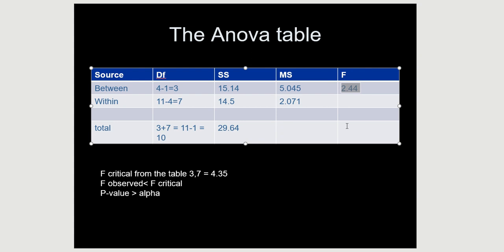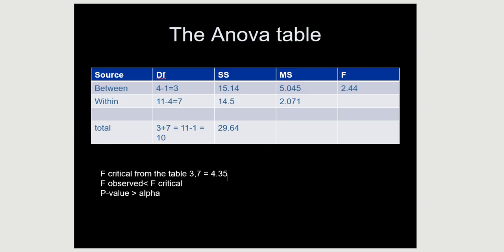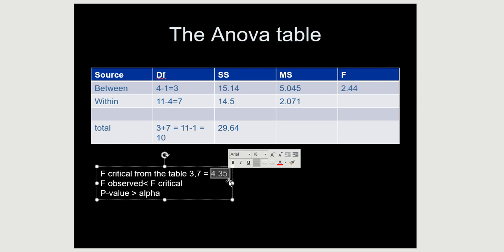طيب to get the F critical you go to the F table. هالمرة شو degrees of freedom 3 and 7. 3 numerator, 7 denominator. So I'm just going to go to the table. Here's the table. Okay, 3 numerator, 7 denominator. بيطلع معنا ال F critical 4.35. This is the critical value.